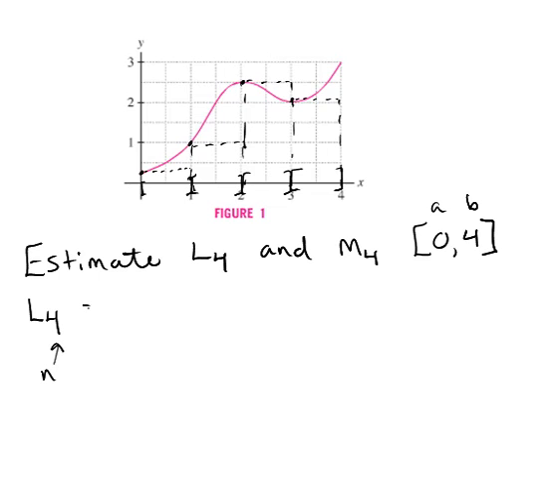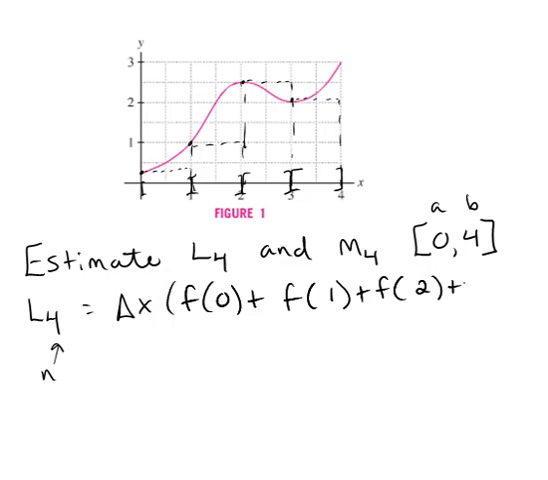Okay? So remember, it's delta x times the sum of the function value at the point that you choose, which is going to be, in this case, f at 0 plus the function value at 1 plus the function value at 2, and then plus the function value at 3. Our delta x here, of course, is just 1 because that's the length of the interval.